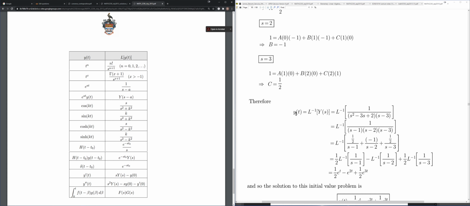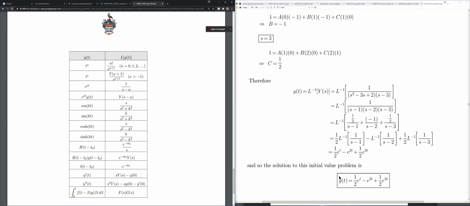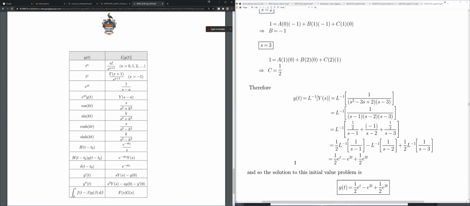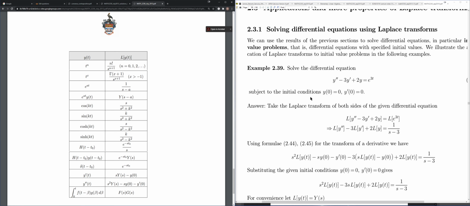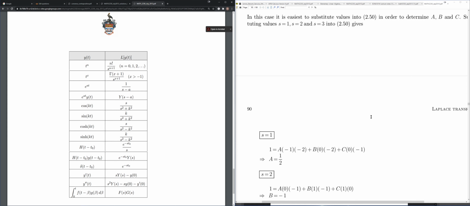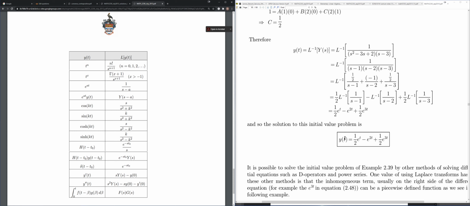Okay, so the required answer, y of t, is this function of t over here. And that is what's stated here. So the solution of my differential equation with given initial conditions, also called an initial value problem, the solution of this differential equation is this y of t.